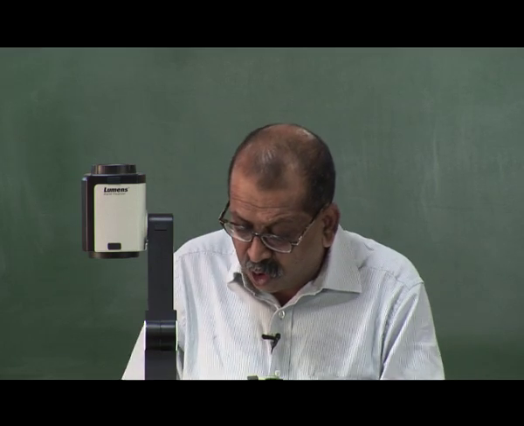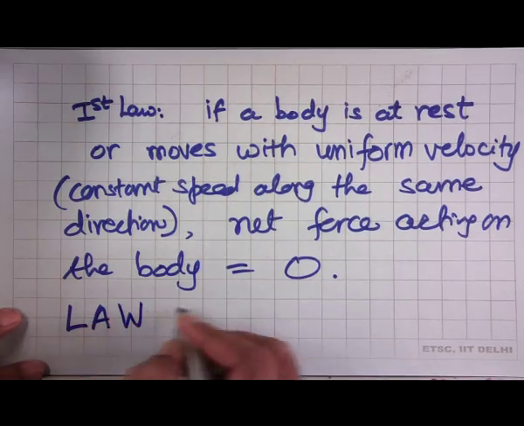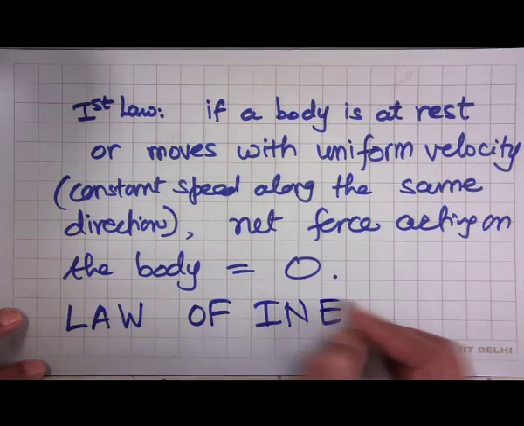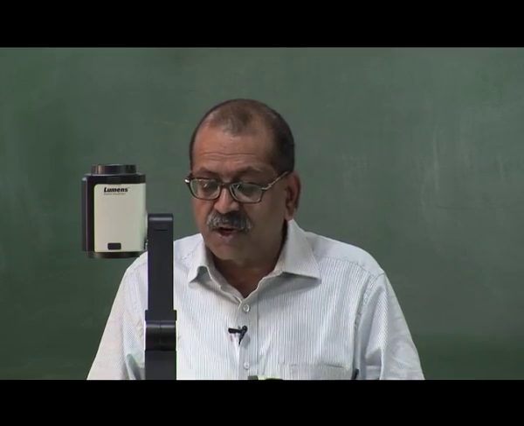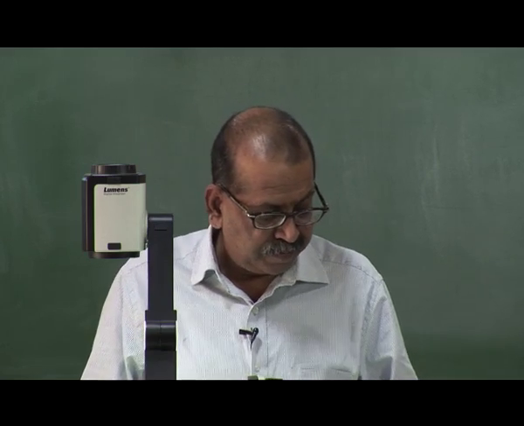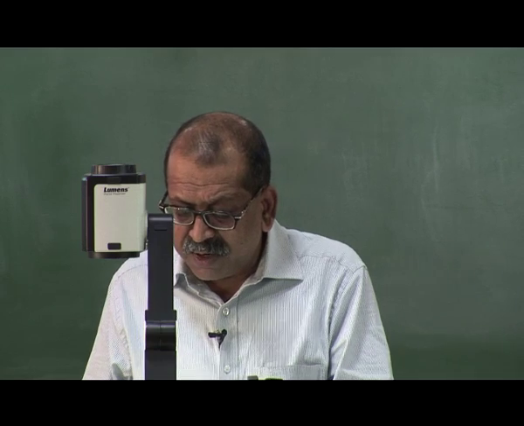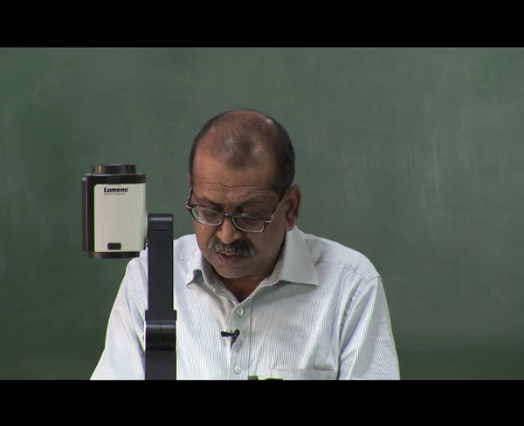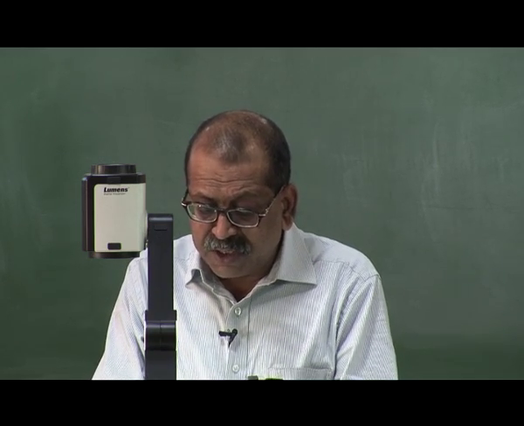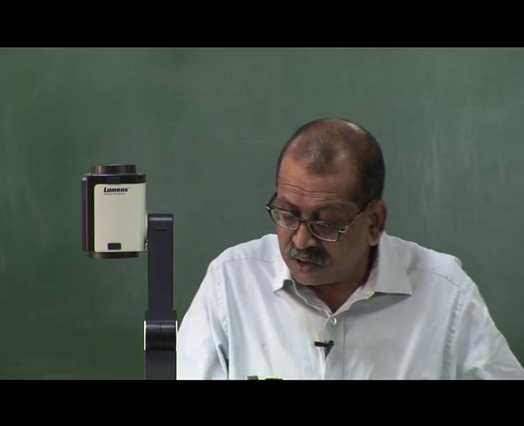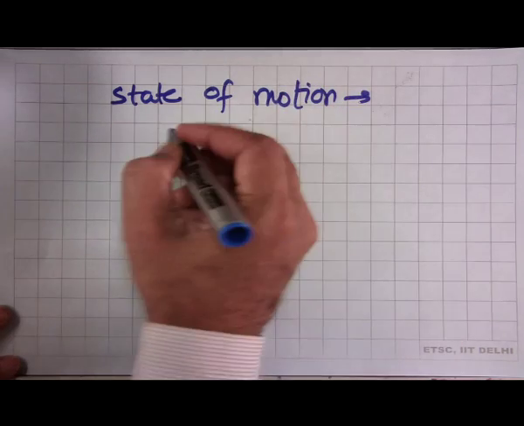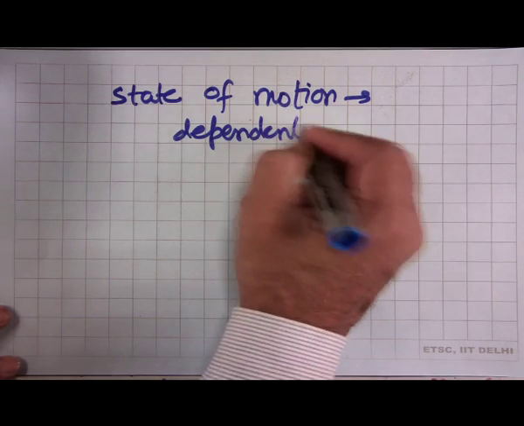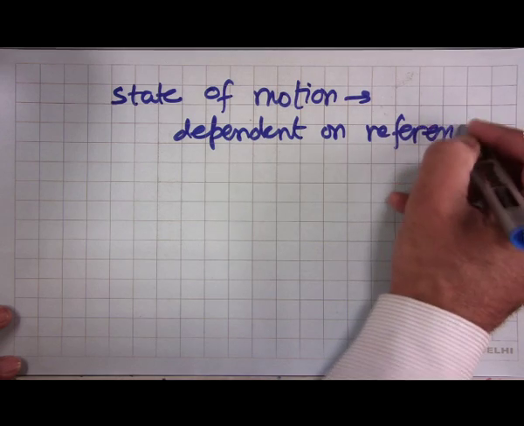Now, this law, the first law, is sometimes also referred to as the law of inertia, because inertia we say is the tendency of the body to maintain its state of rest or uniform motion. Now, we have seen when we did kinematics that a state of motion depends on the reference frame.